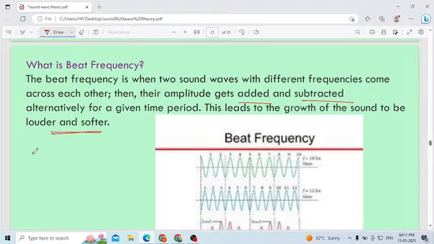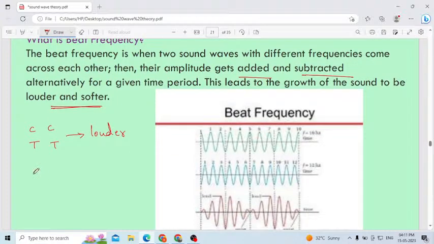As I told, when you have constructive interference, you will get a louder sound. When one of the waves is destructive, you will get a softer sound. Louder means the amplitude is more. Already I explained everything. Soft means the amplitude will be less. These are the beat frequency.